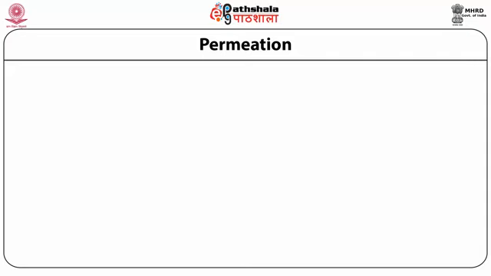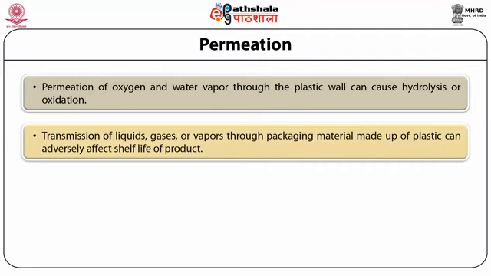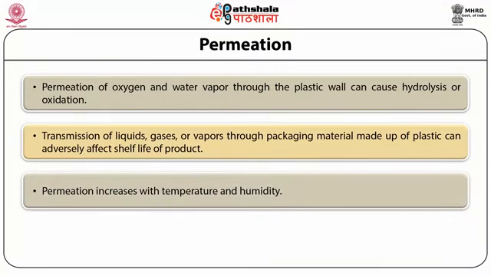Now let us take these considerations one by one and see how they are going to affect the quality of the product. The first one is the permeation. The permeation of oxygen and water vapor through the plastic wall can cause hydrolysis or oxidation of the stored product. The transmission of liquids, gases, or vapors through the packaging material made of plastic can adversely affect the shelf life of the product. The permeation increases with temperature and humidity. So one should be quite careful about where he is going to store that plastic container.